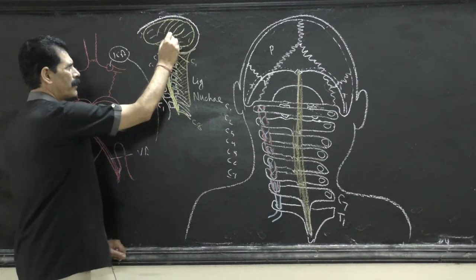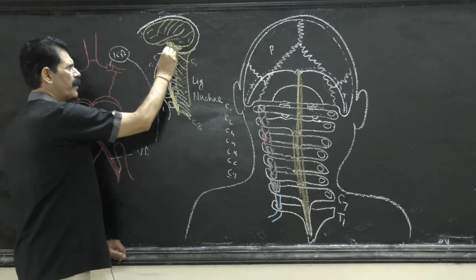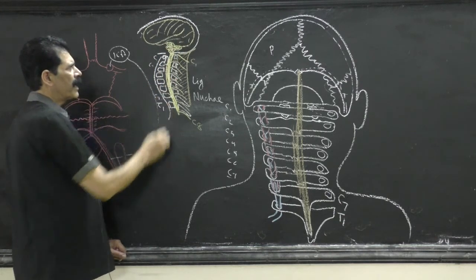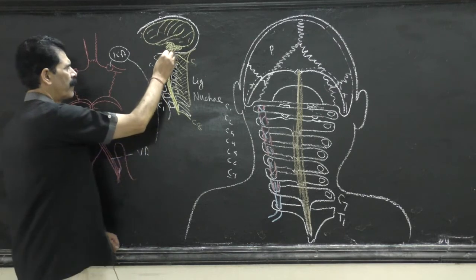So this is how the brain is continuous. And which is the lowest part of the brain? Medulla oblongata. And where does the brain end? What is the vertebral level where the brain ends?